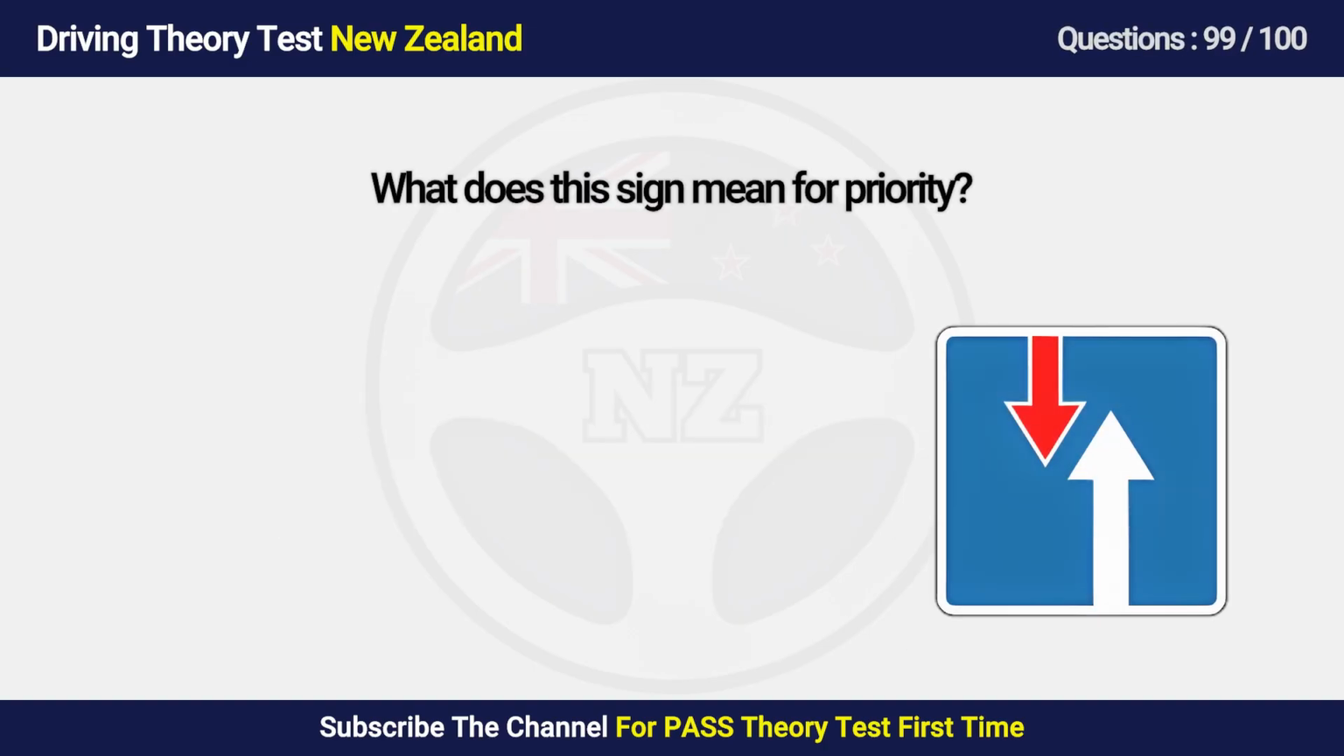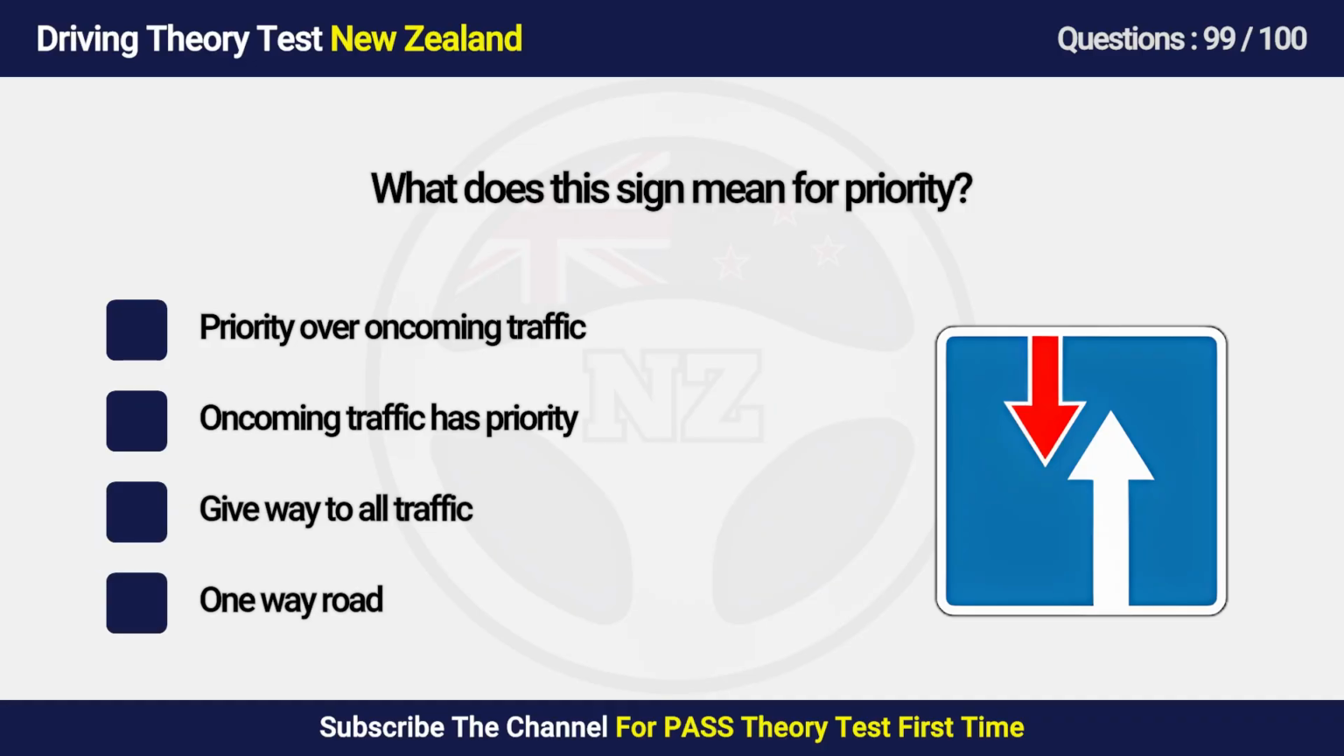Question 99. What does this sign mean for priority? A. Priority over oncoming traffic. B. Oncoming traffic has priority. C. Give way to all traffic. D. One-way road.